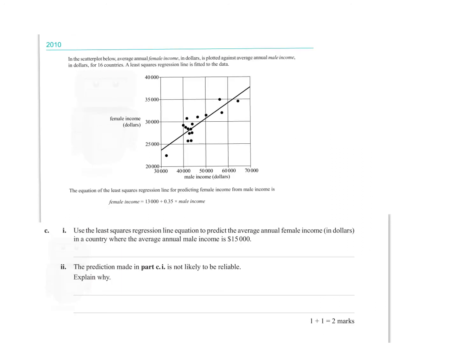Okay, this question, they're pretty much just asking you to use this regression line and predict the average female income when the male income is 15,000. So you just got to type that in. So that's just like typing in female income would equal 13,000 plus 0.35 times 15,000, because that's what the male income was, and we end up equaling 18,250. So as simple as that.